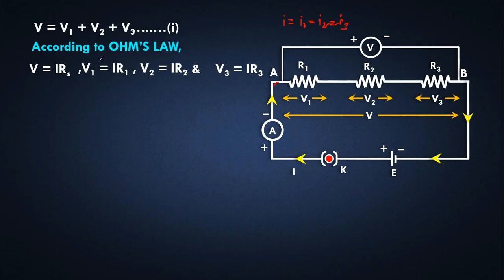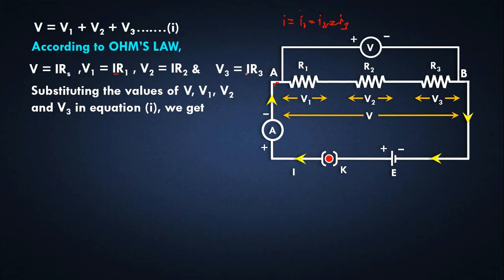So instead of I1, we can write I. Instead of I2, we can also write I here. And instead of I3 also, we can substitute I only. Is it right? So substituting the values of V1, V2, V3 and V in equation 1, we get V is nothing but I into RS, that is R connected in series. So V is equal to IR, that is, I into RS is equal to IR1 plus IR2 plus IR3.